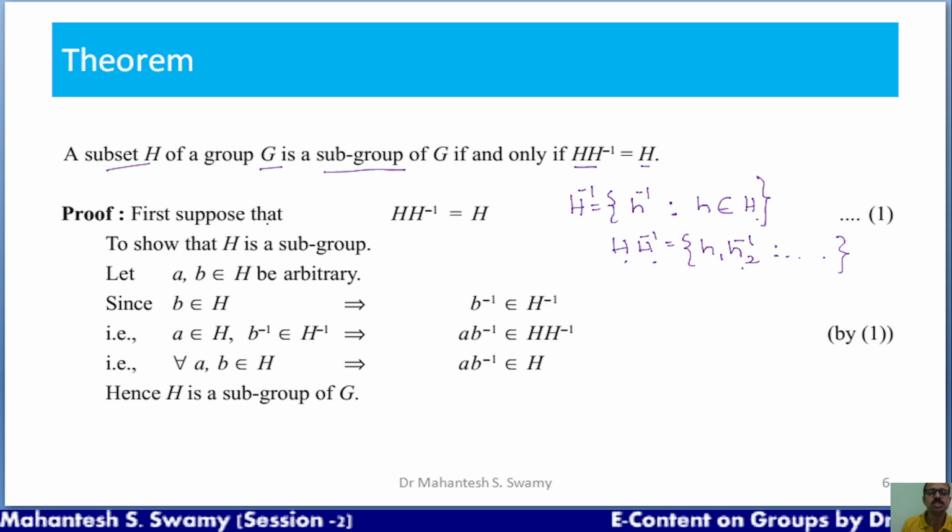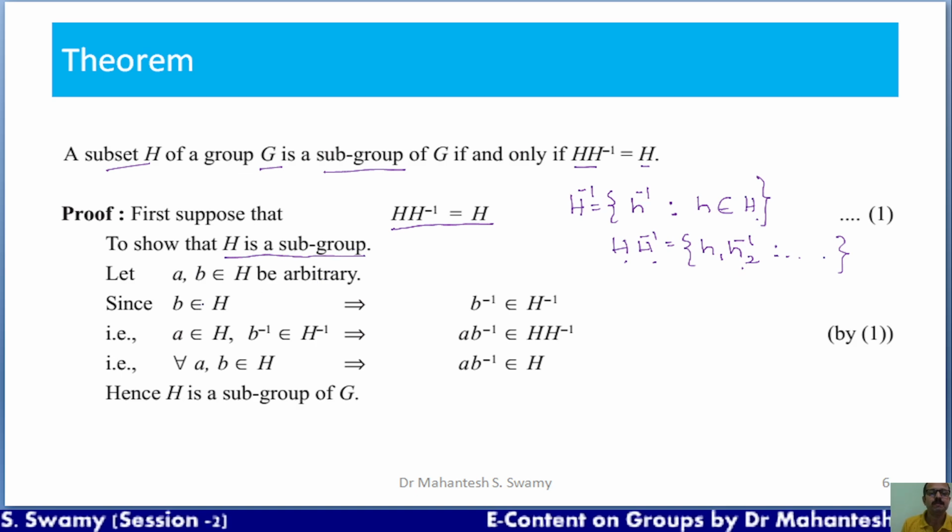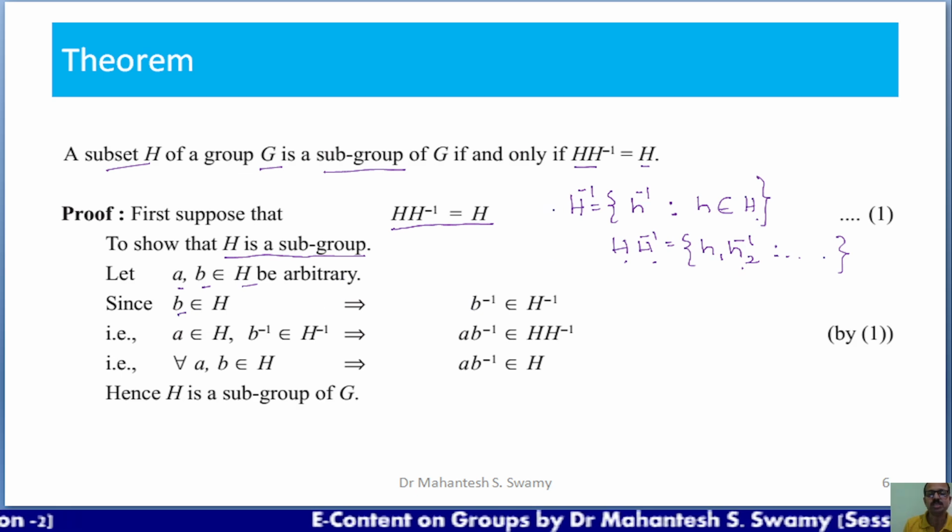Now, first suppose that this condition, H H inverse is equal to H, is valid. To show that capital H is a subgroup, you take any two arbitrary elements of H. When b belongs to H, b inverse should also belong. As per this definition, which I have just now given you, b inverse must be an element of the H inverse set.